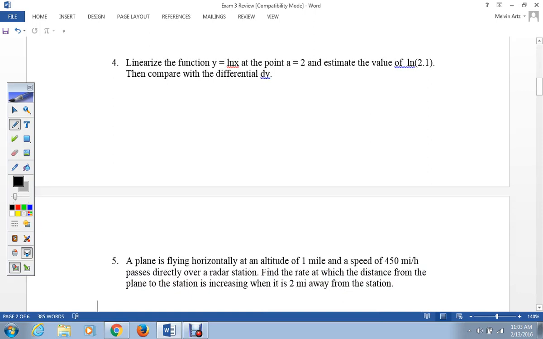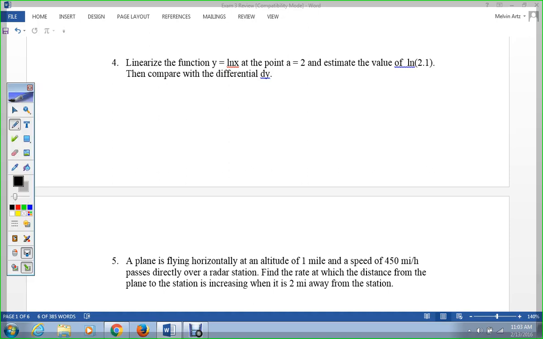Number 4, linearize the function y equals ln of x at the point a equals 2 and estimate the value of ln of 2.1. Then compare with the differential dy. So first of all, let's linearize this. Now, the idea for these types of problems is that, let me draw a diagram here.